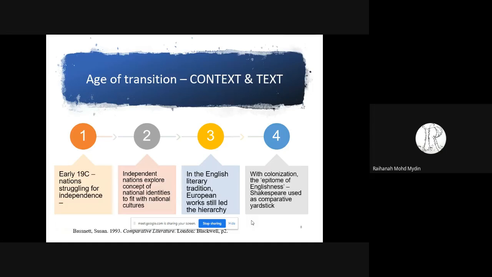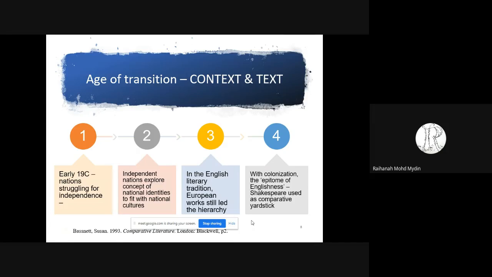So if you look at the age of transition, the first two focus primarily on the context and the second two look at the text. This is coming from Susan Bassnett's 1993 book, Comparative Literature. So we're looking at the 20th century, towards the end of the 20th century. This book, Comparative Literature by Bassnett, was seminal, and in it she captures the key parameters of comparative literature and how it was viewed, especially within the Western Anglo-American schools in the 20th century, okay?